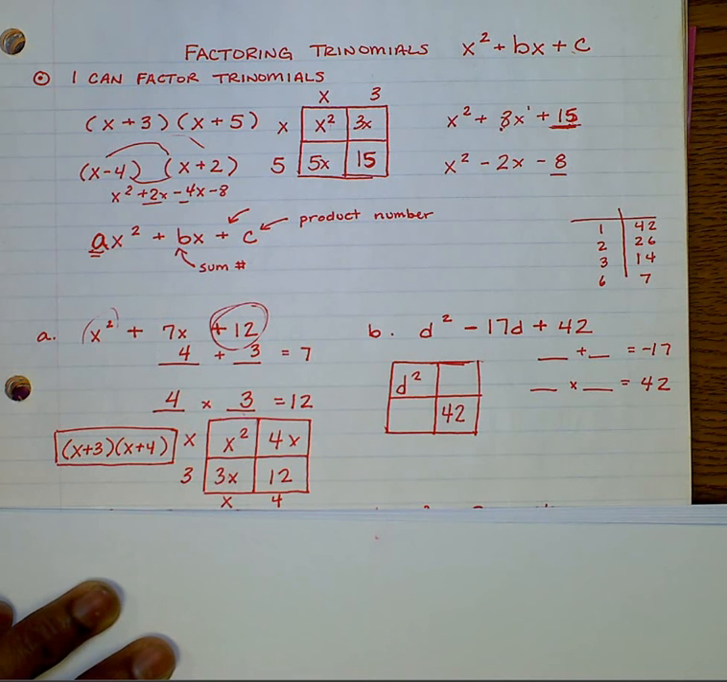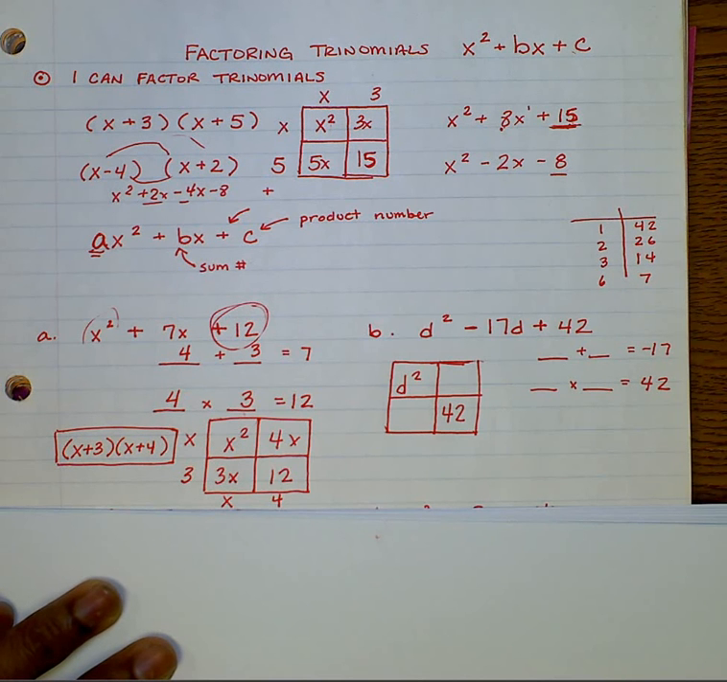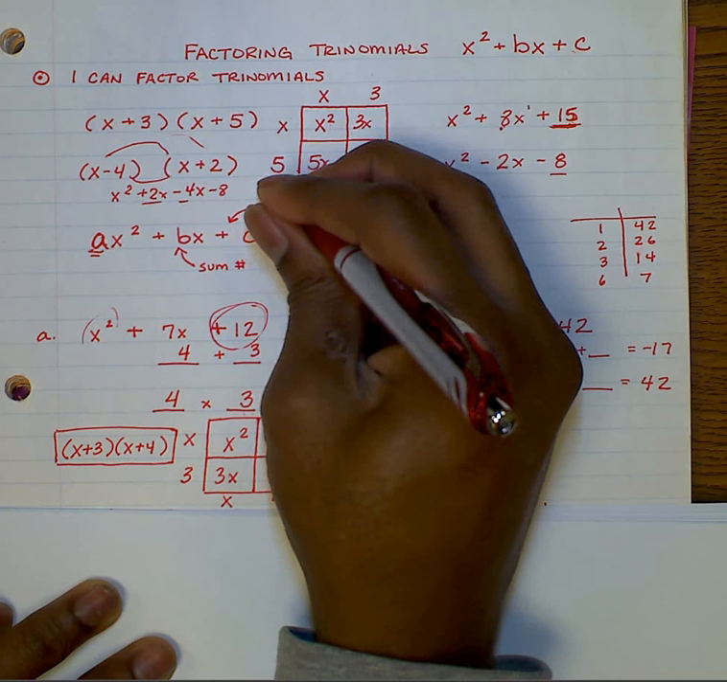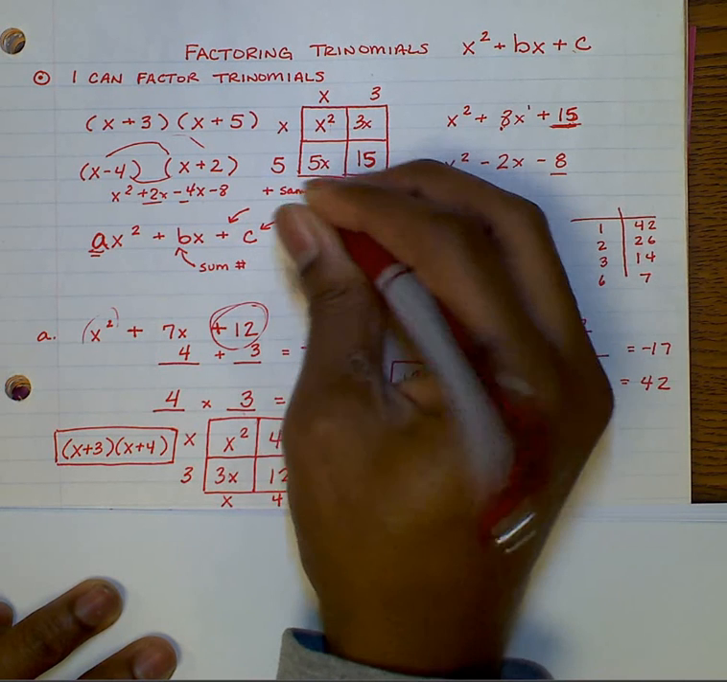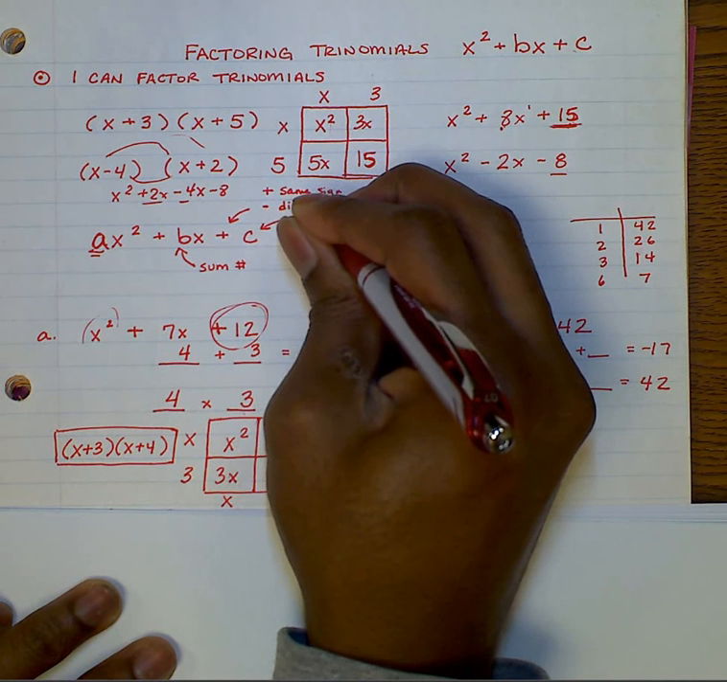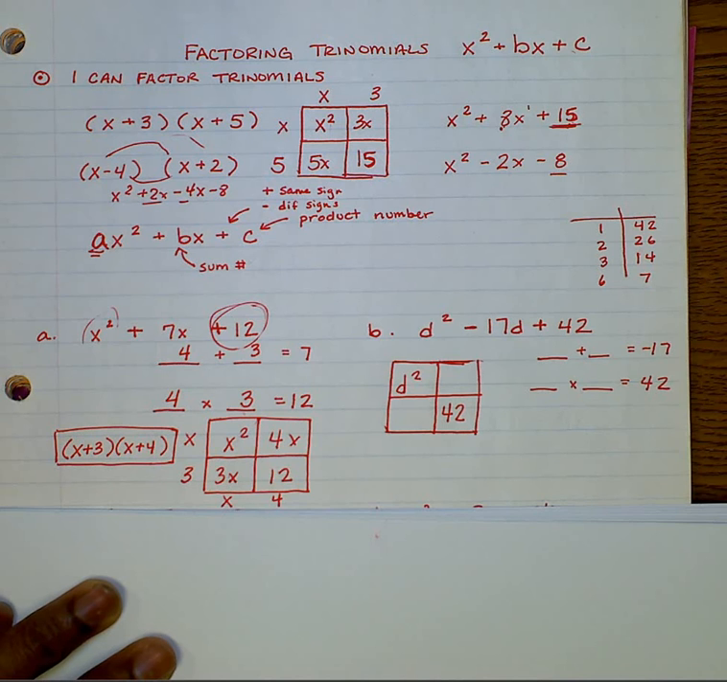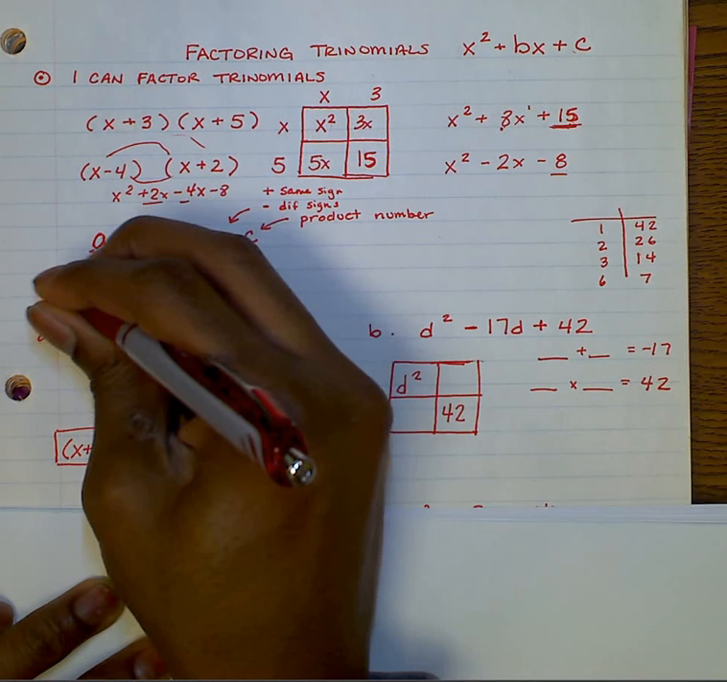Okay? When is multiplication positive? If the numbers have the same sign. When is multiplication negative? If the numbers have different signs. Here, this is the sign of the larger number.